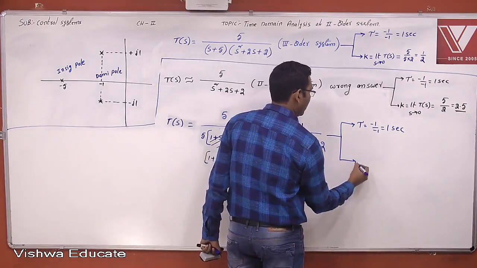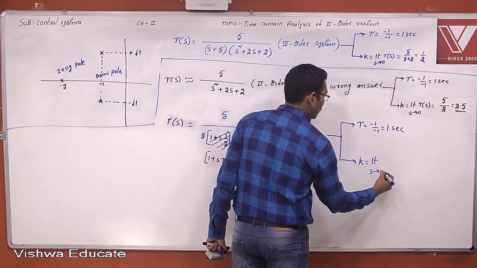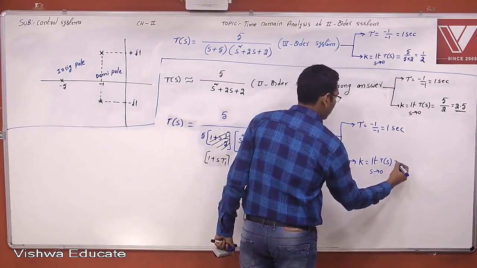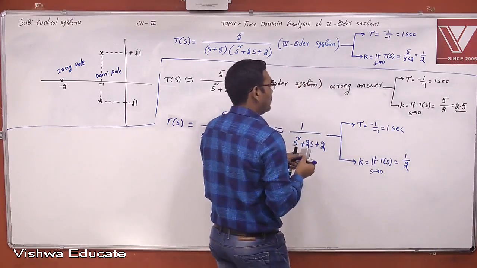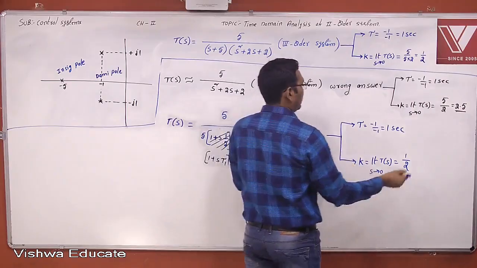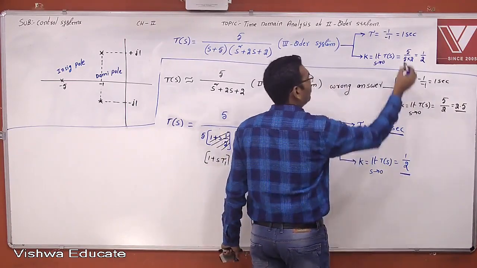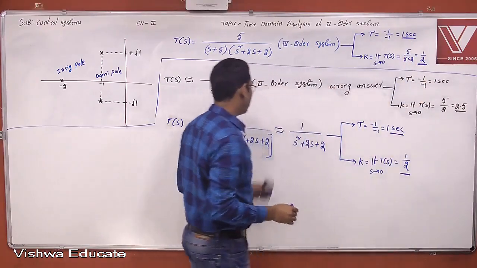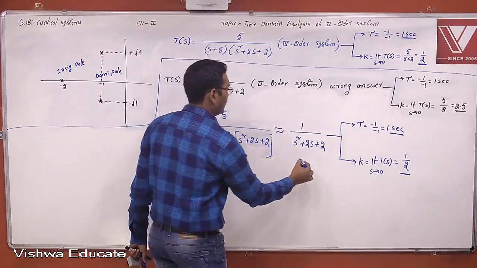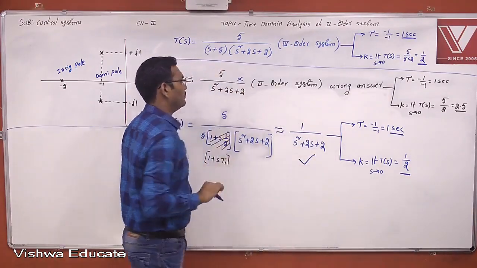Now the system gain K. What is the system gain K? Limit s tends to 0 of the transfer function, which is nothing but 1 by 2. Right? So now see here, the time constant and system gain are the same as those of the original time constant and gain. That is the reason why this is the correct answer and this is the wrong answer. This is wrong and this is correct.